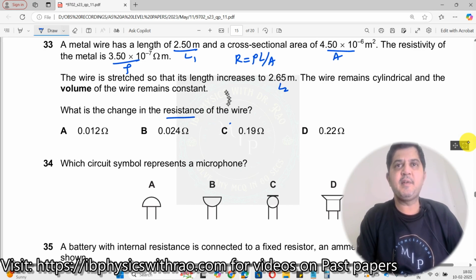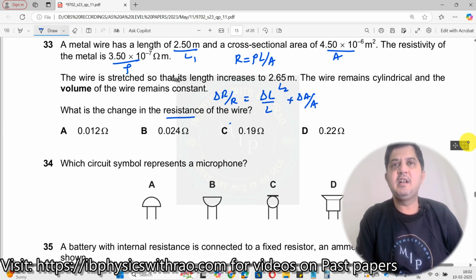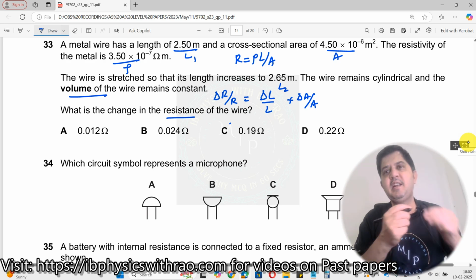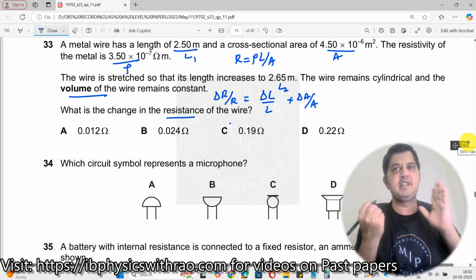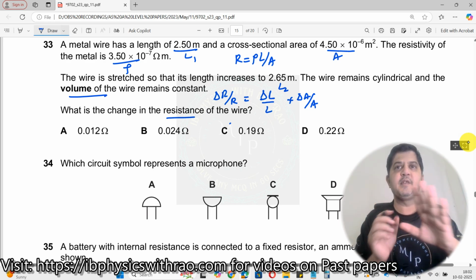From here we can also write delta R by R is equal to delta L by L plus delta A by A, because what's happening here is the wire is stretched and remains cylindrical and the volume of the wire remains constant, which means if L is increased, definitely A should also change, right? How does the value of A change? That's what we need to find.